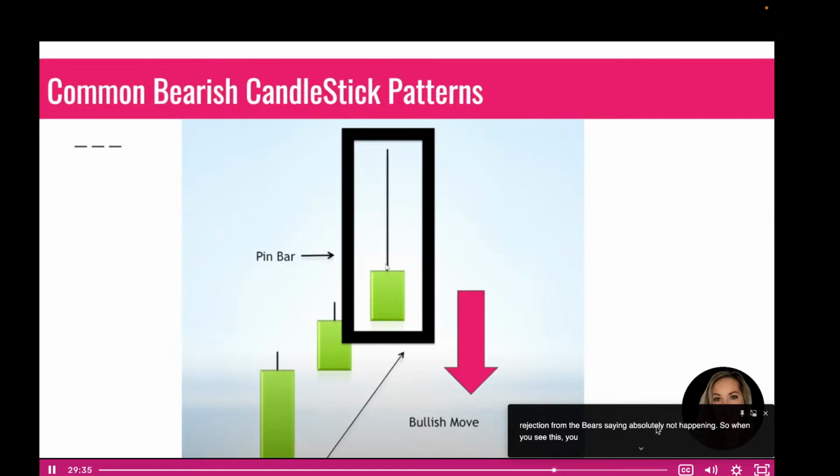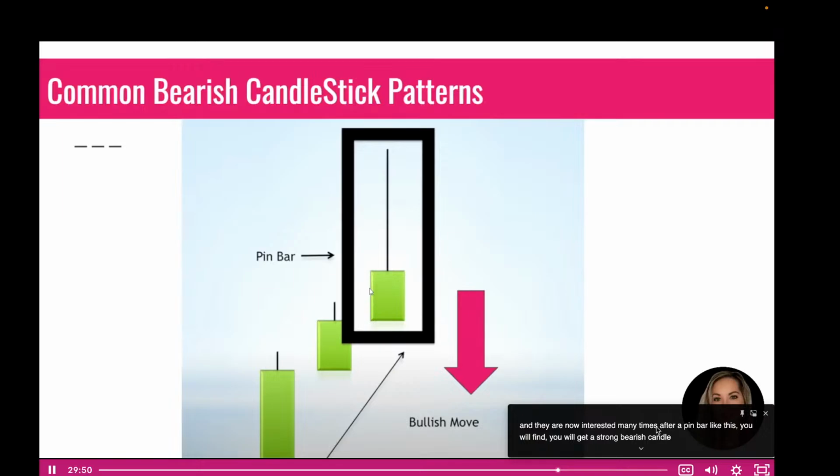So when you see this, you could also potentially assume that the bears are well aware that this price isn't going to work and they want to push down, and they are now interested. Many times after a pin bar like this, you will get a strong bearish candle that will form, and that is your key to then get in.